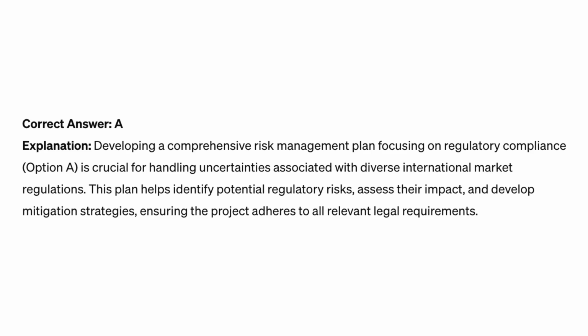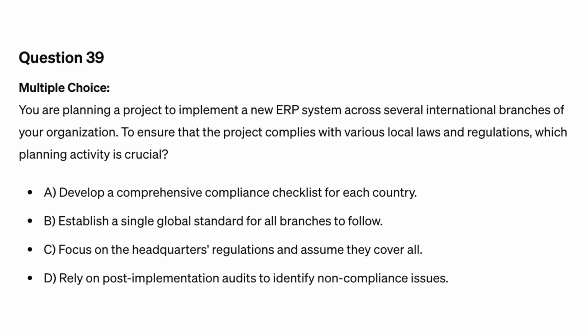Correct answer A. Explanation. Developing a comprehensive risk management plan focusing on regulatory compliance, option A, is crucial for handling uncertainties associated with diverse international market regulations. This plan helps identify potential regulatory risks, assess their impact, and develop mitigation strategies, ensuring the project adheres to all relevant legal requirements.